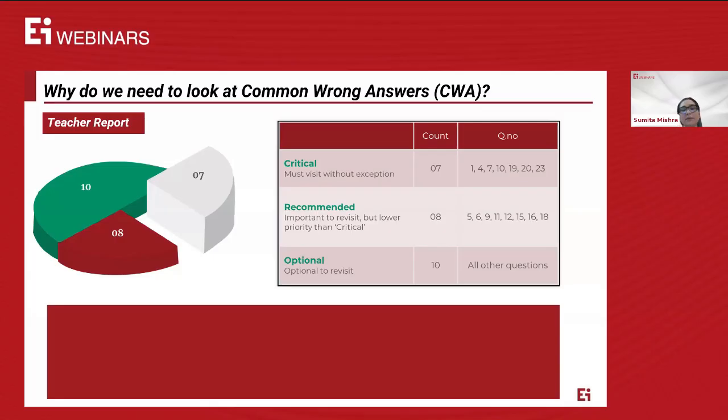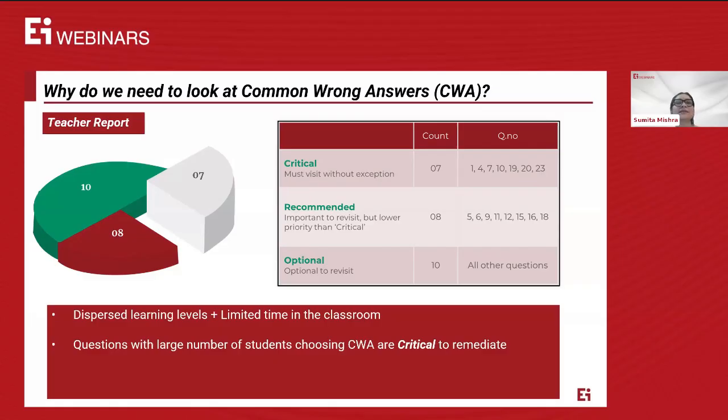The second bucket is recommended. These are questions which are important to revisit, but they have a slightly lower priority than critical. And the third one is optional. These are questions where, as a teacher within the constraints of classroom teaching, if you have time, they're optional to revisit. So what does a report like this tell you?